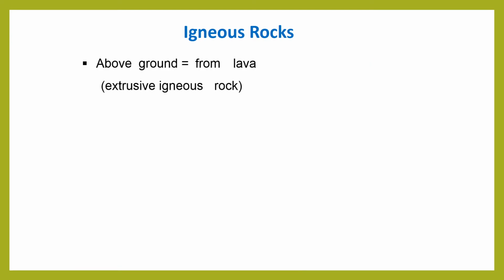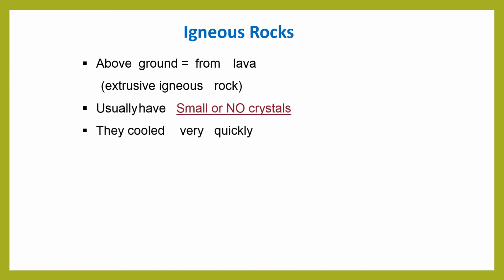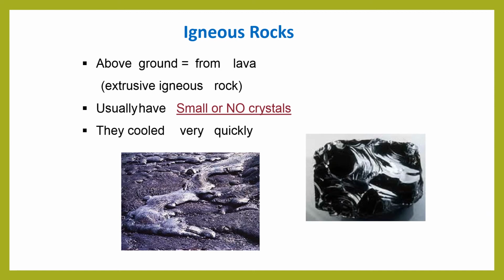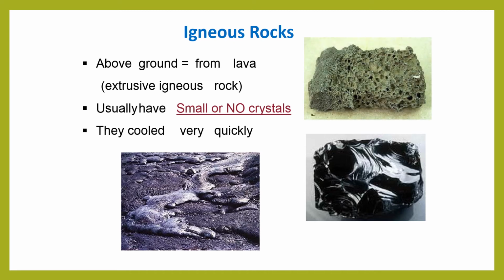Also, if these rocks are formed above the ground, above the Earth's surface, from lava, we call them extrusive igneous rocks, and they usually have small or no crystals because they didn't have the chance to cool down slowly. They cool very quickly. This is a picture of lava flow, and this is an example of some extrusive rocks. And this is pumice. You see those gas bubbles; when they come out of the rock, they leave holes like that.